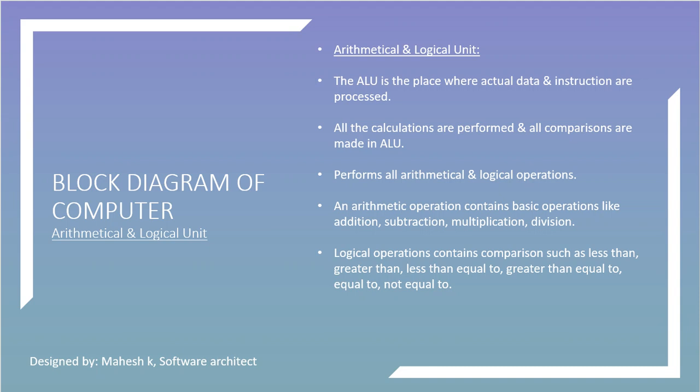Now we will come to the arithmetic and logic unit. In the initial diagram I showed you, there are two parts of it. One is the arithmetic and logic unit, and the second one is the control unit. The ALU is the most important. ALU is the full form of arithmetic and logic unit. It is the place where actual data and instructions are processed. So all the calculations are performed and all comparisons are made in the ALU.